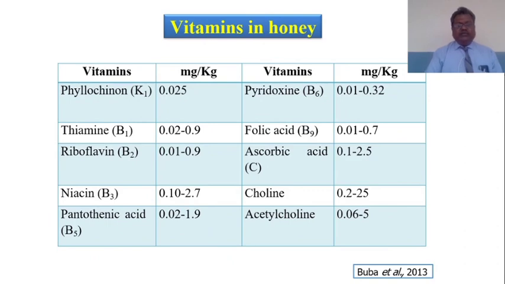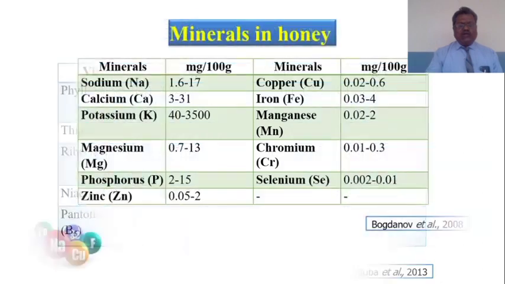When we see the vitamin component in the honey, especially the vitamins concerned are the B complex: B1, B2, B3, B5, B6, B9. Like these, different vitamins are present, which are very much essential for the normal health of the human being. It also contains ascorbic acid, then choline and acetylcholine. These are the cofactors. So these are the different vitamins especially present in the honey, and these are their components in milligram per kg of the honey.